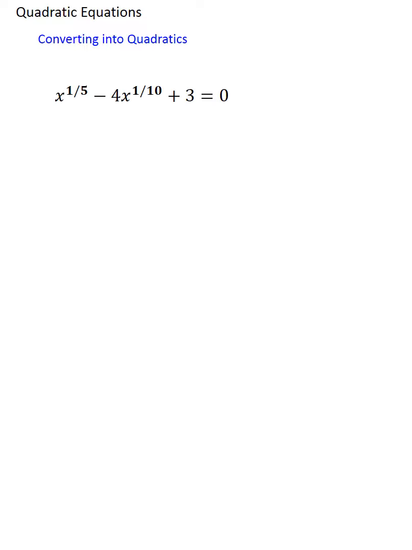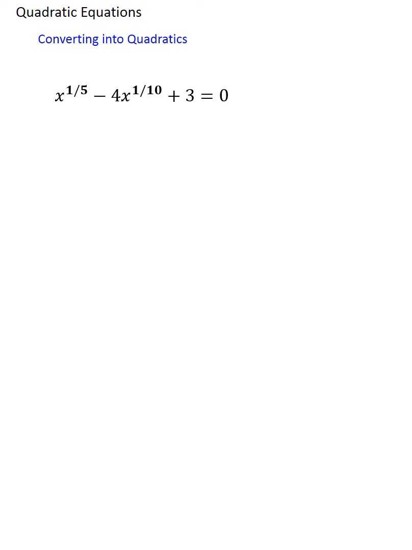Here's another example. The first thing worth noting in this problem is that if we take a look at the exponents, we have the same condition we had in the last problem, that the bigger exponent is exactly double the smaller exponent. If you're not real comfortable with fractions, take a minute to convince yourself that 1/5 is twice as big as 1/10. And so because we have this doubling phenomenon, we can use the same strategy that we used in the previous problem.